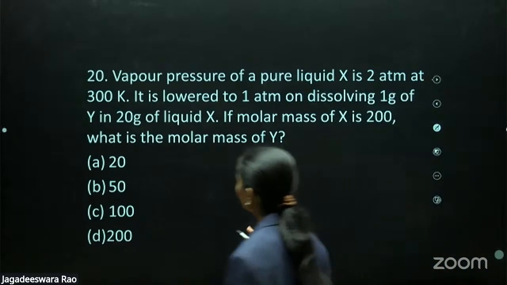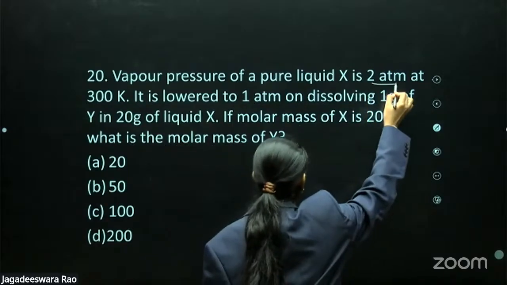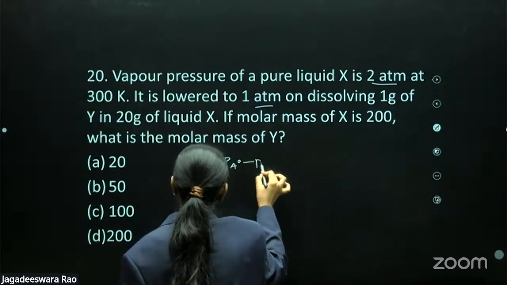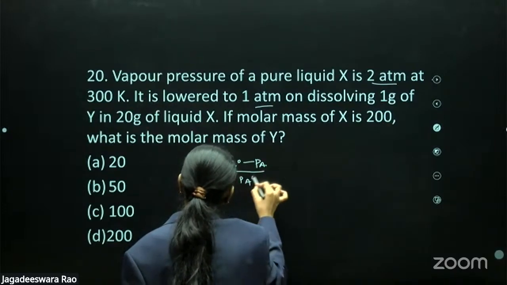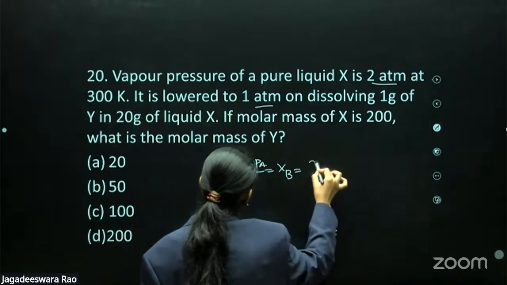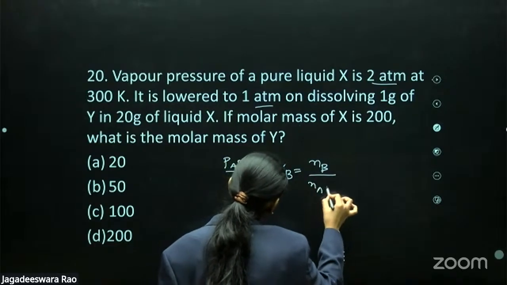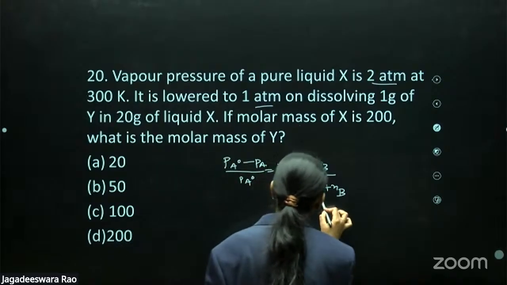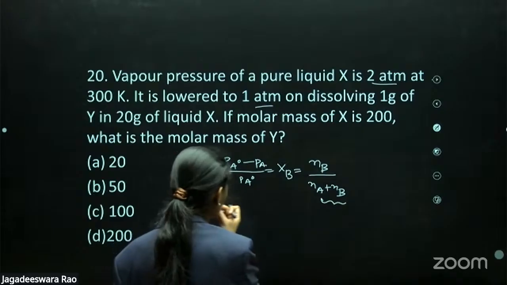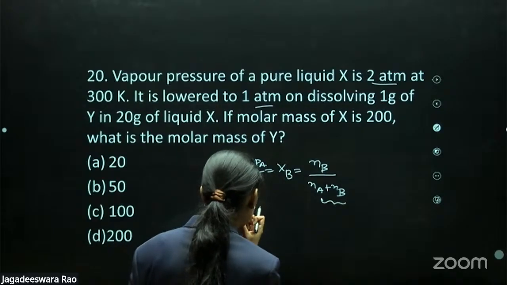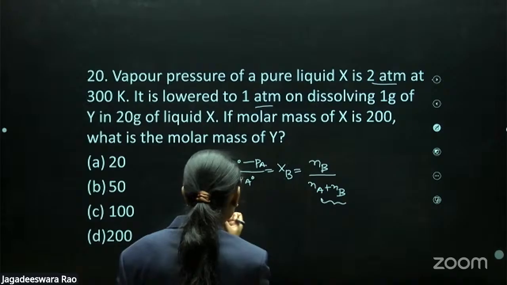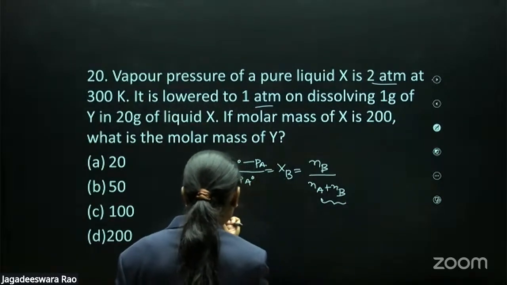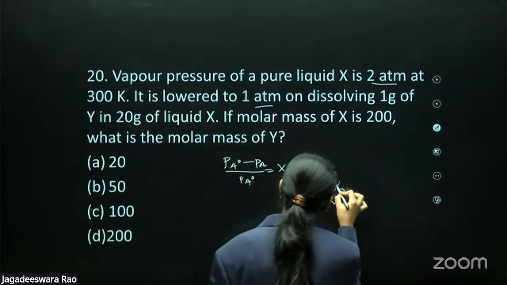Okay. See, they've given that initially it was at 2 atmosphere. Now it is reduced to 1 atmosphere. So we'll write the formula (PA naught minus PA) by PA naught, and the mole fraction is XB. Can I write the XB as NB by (NA plus NB)? Right? So here you can write NA plus NB, that also you can write. Or if you want to ignore the NB in the denominator, that also you can do, because it's just very less now, 1 gram in 20 gram. If you want to neglect, you can neglect the NB in the denominator.